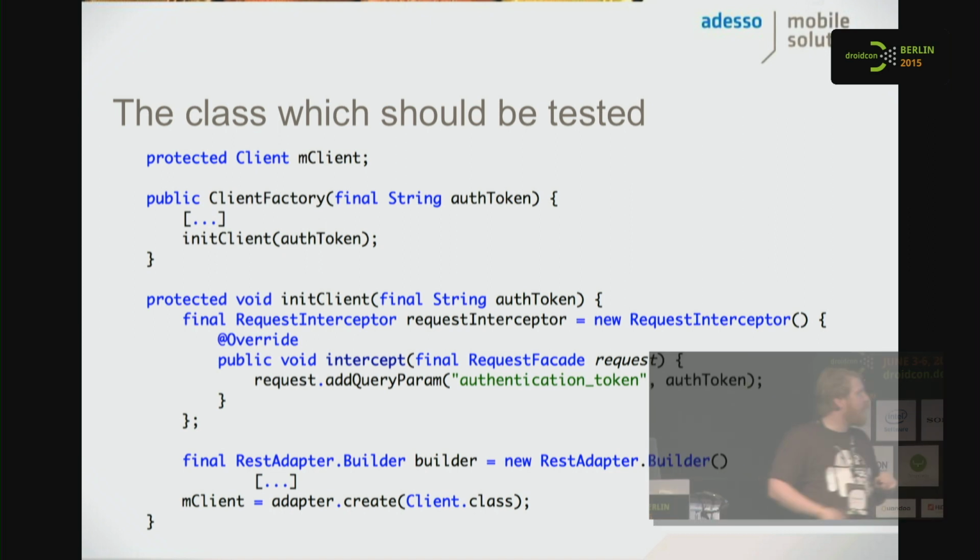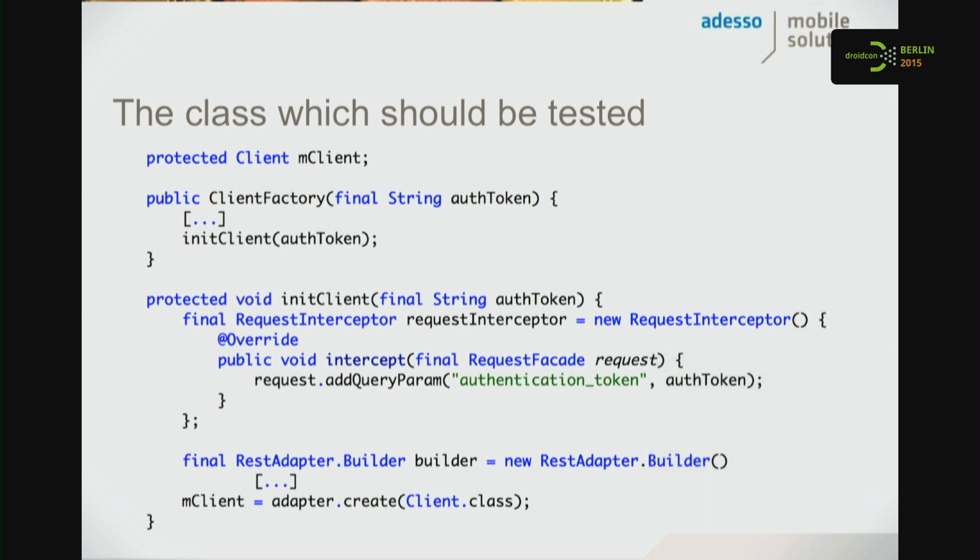And the developer implemented it. So you can see he used Retrofit. And here we have our init client. It takes a token. It's an interceptor, and the token is added to every request. And then the client is created, and that's the whole code. A bit obfuscated, but that's the production code.